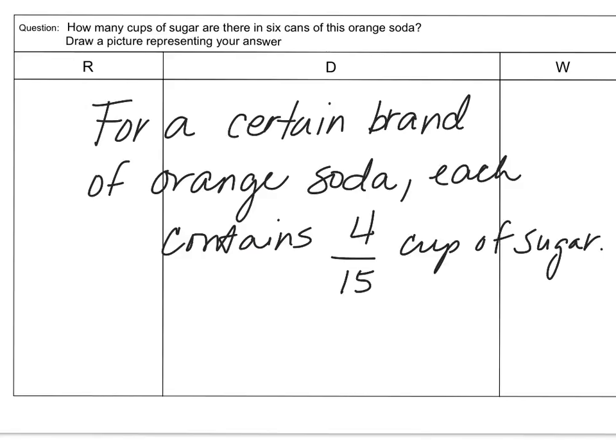So in our math graphic organizer, we have the math story problem. For a certain brand of orange soda, each can contains 4/15 cups of sugar. In 4/15 cups of sugar, how many cups of sugar are there in 6 cans of this orange soda? Draw a picture representing your answer. Let's start with the C. C, let's circle the key numbers or math symbols. Take some time to do that now.